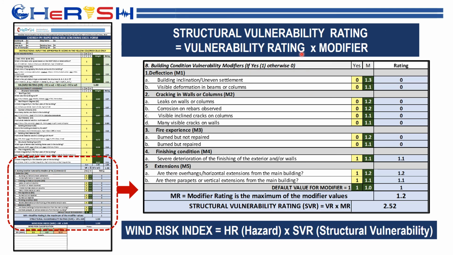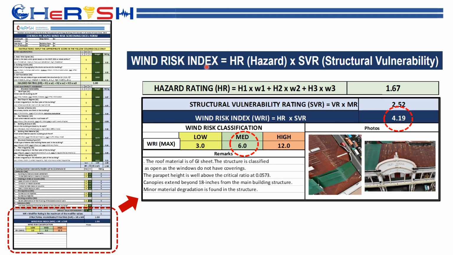The wind vulnerability rating is modified using the modifiers, which include the extensions. Are there overhangs? Are there parapets? And the modifier is multiplied to the vulnerability rating to obtain the structural vulnerability rating for wind. The wind risk index is now obtained as the hazard times the structural vulnerability rating. As shown, wind risk index is hazard times structural vulnerability rating. So in this particular building, the wind risk index is about 4.19, which belongs to the category of medium risk.